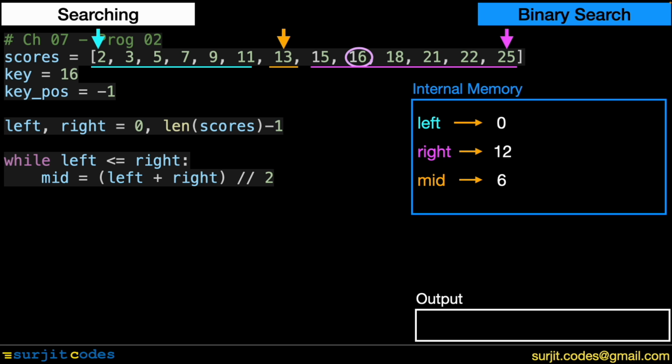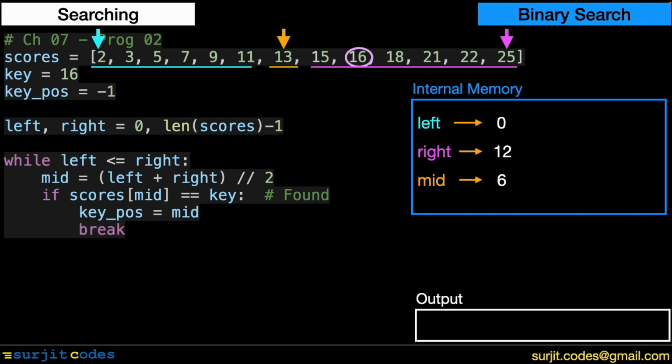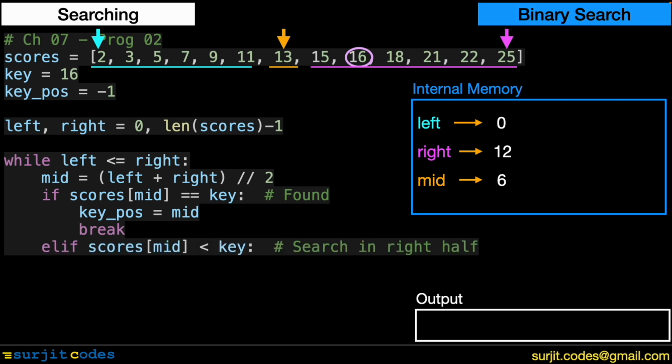This divides the list into three parts. If item at mid is found to be equal to the key, then the job is done. We will then save the mid position as the key position and break the loop, as there will be no need for any further checking. But this is not so in our case.